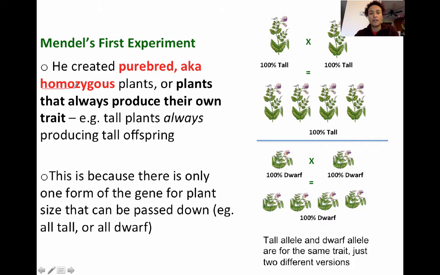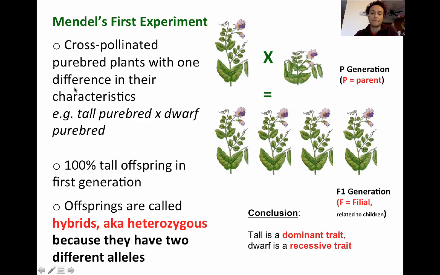In another group, he took dwarf plants that kept on producing dwarf plants for generations. Those were also homozygous, because if they kept on having dwarf plants, that meant that the only allele that they'd be passing along would be the dwarf allele. Now he took one of those tall plants that originally just kept on producing tall plants and one of those dwarf plants that was also pure breeding, and he crossed them together in a parent generation.